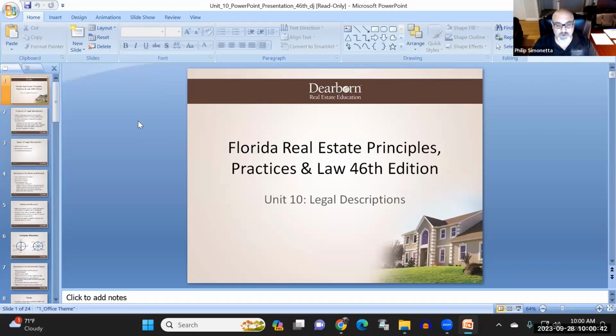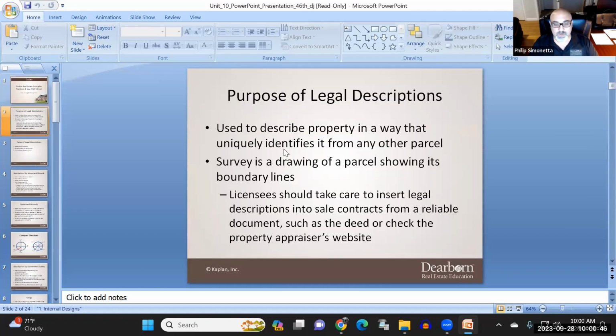Okay, now we are going to start Unit 10, legal descriptions. So what is the purpose of a legal description when it comes to real estate? It's used to describe the property in a way that uniquely identifies it from any other parcel.